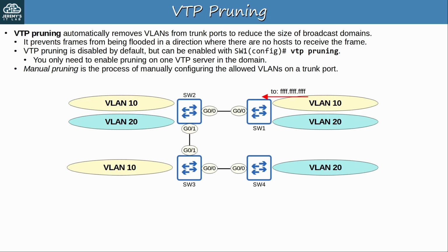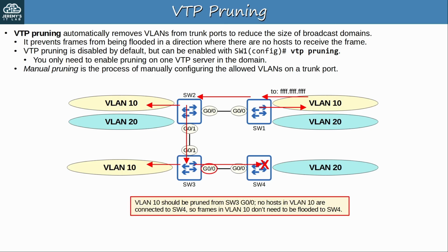In this network, let's say a host in VLAN 10 connected to switch 1 sends a broadcast frame. Switch 1 floods it out of G0/0 and to any other hosts in VLAN 10 connected to it. Switch 2 floods the frame as well, and so does switch 3. What about switch 4? It just drops the frame. It doesn't have any hosts in VLAN 10 connected to it, so there was no need for switch 3 to flood the frame toward switch 4. So VLAN 10 should be pruned from switch 3 G0/0.